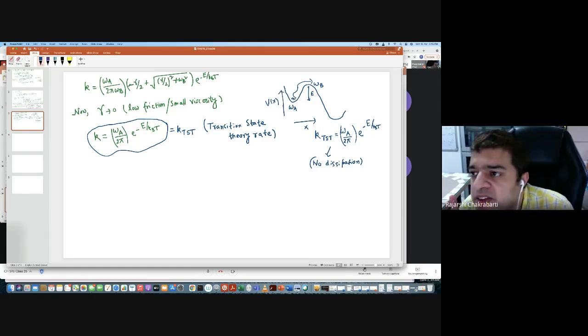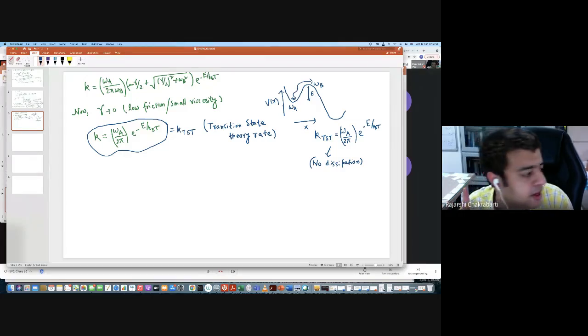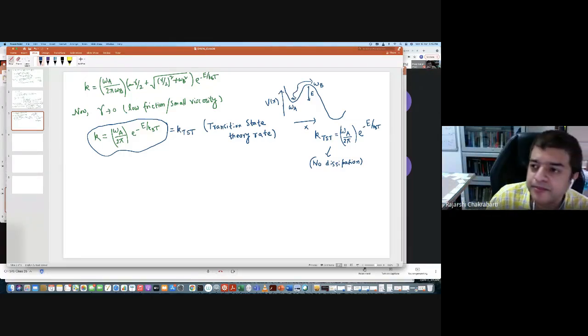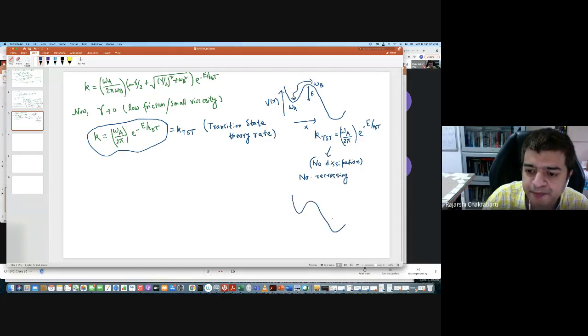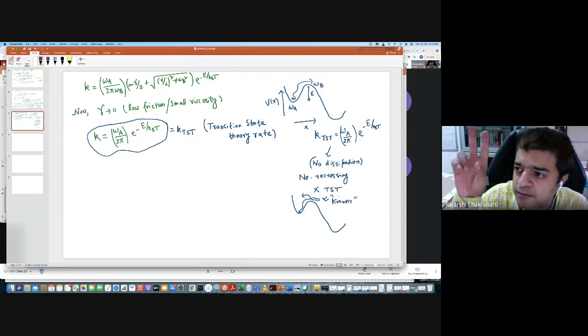Once the particle reaches the barrier top, it is counted that the reaction has taken place, isn't it? So there is no recrossing in transition state theory. What is recrossing? Recrossing means I can have a trajectory like this. It goes like this and then comes back. No such thing in transition state theory. But this exists in Kramers, because Kramers has the notion of friction.